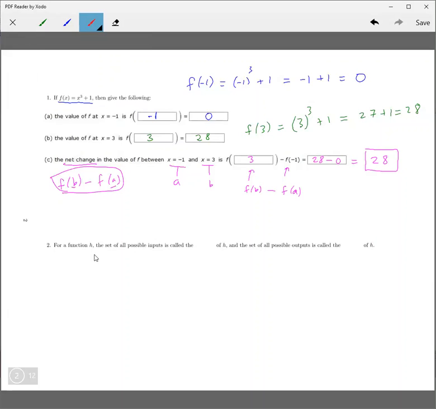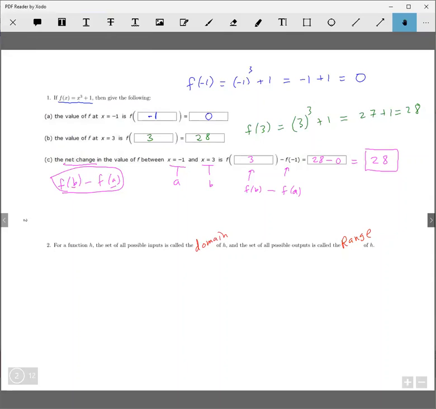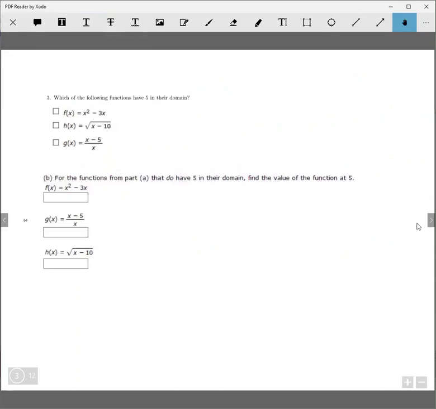Number 2: for a function h, the set of all possible inputs is called the domain of h. And the set of all outputs is called the range. So that's just another way of describing what we went through on the first page. If there are any questions, just speak up, please, at any point, or write something in the chat. I'm watching the chat also.